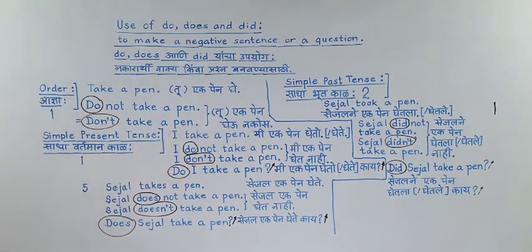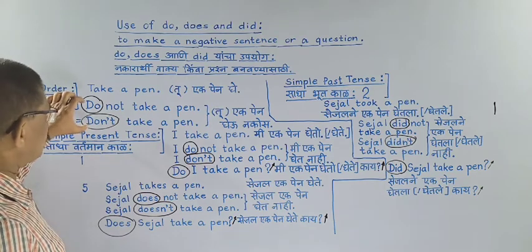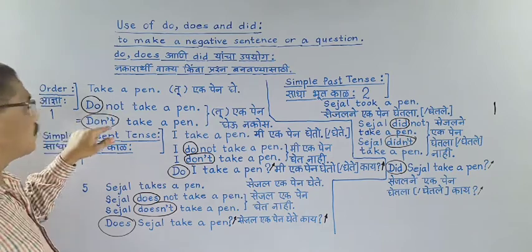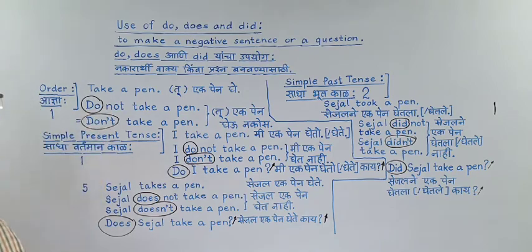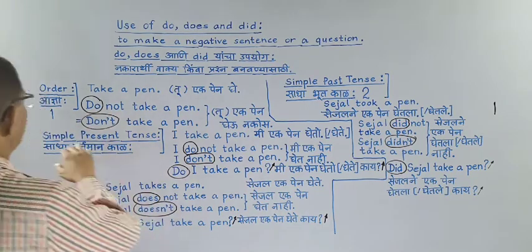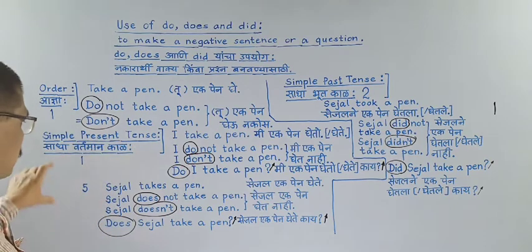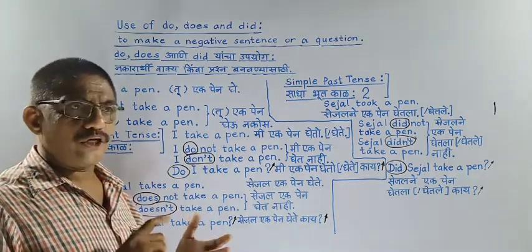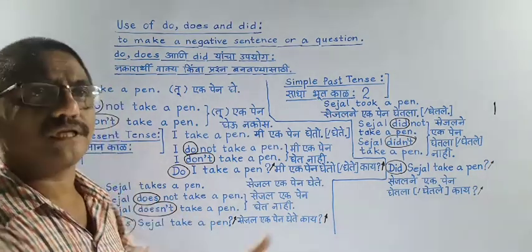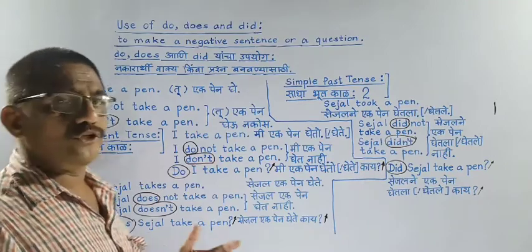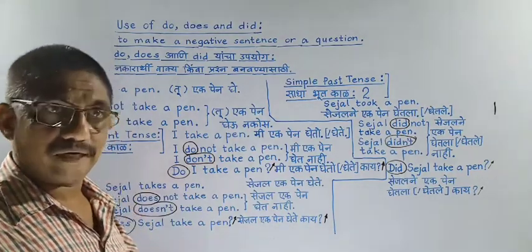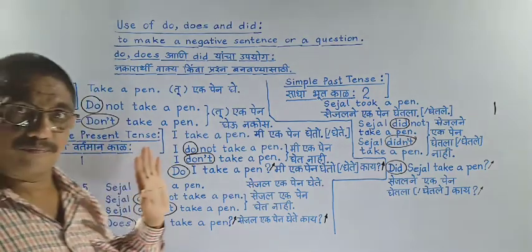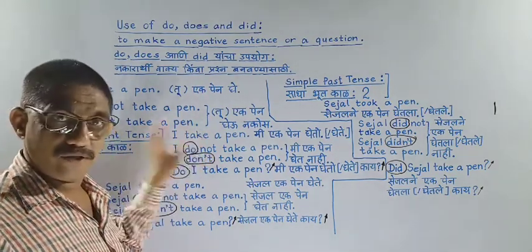So this becomes use of do to make a negative, and here it is a contraction. Now next is simple present tense. In this, two categories are there: the subject I, you and plural subjects. I single, you single and plural subject. Then we have to use the first form of the main verb. So here we are using take.